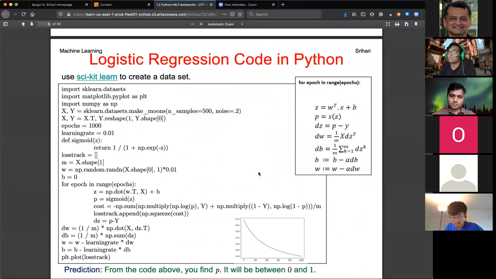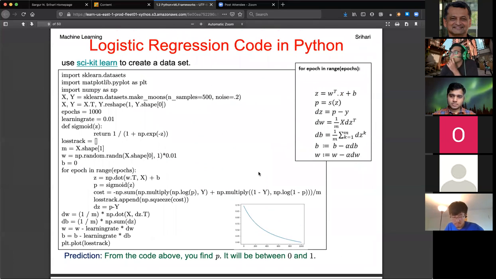So here is the logistic regression code in Python. You may want to study it on your own. They said there is a site called scikit-learn to create a data set, and from the data set, you can do all these things. They're all Python code over here. Look at this one, define sigmoid of Z. They went about defining it from scratch. Return 1 over 1 plus NP exponential. That is the definition of the sigmoid function. And there is the rest of it.